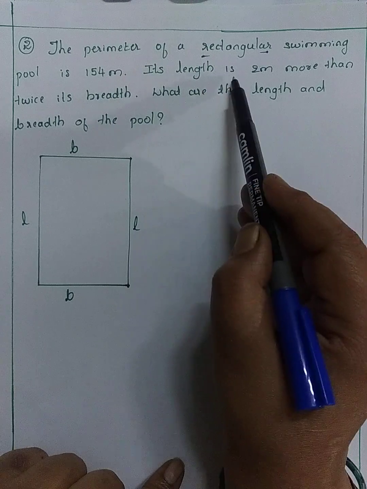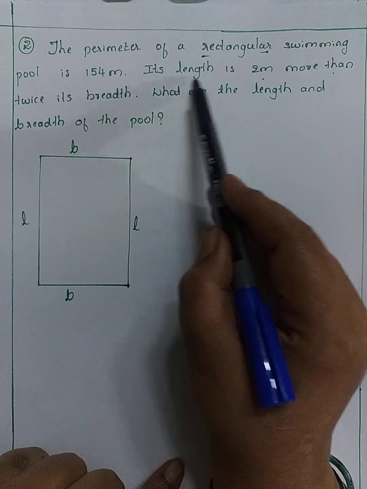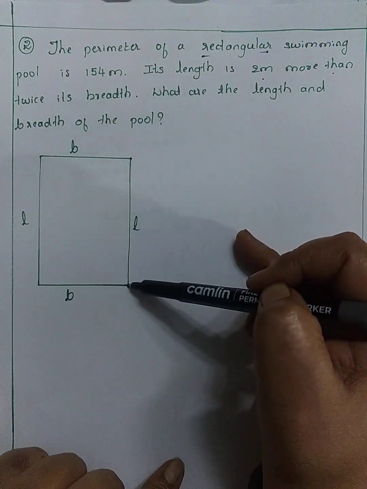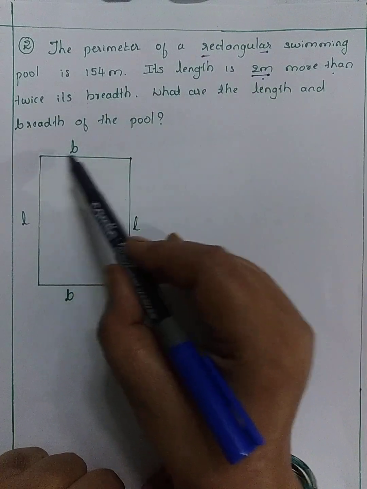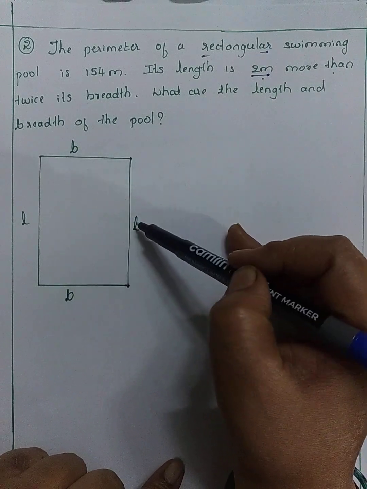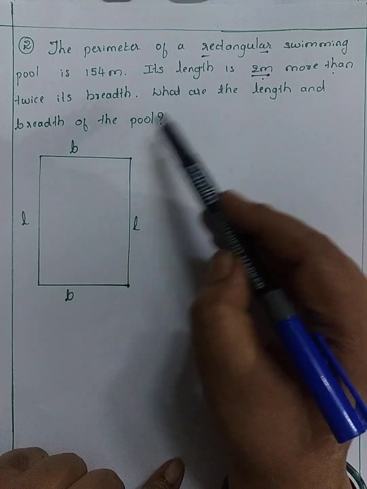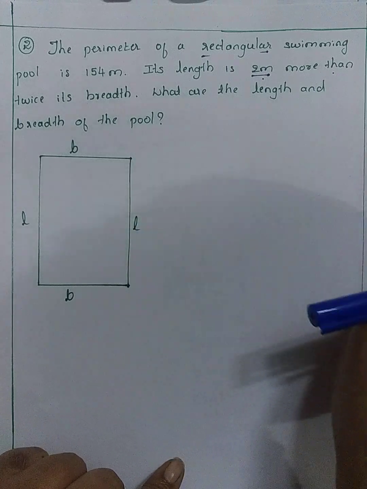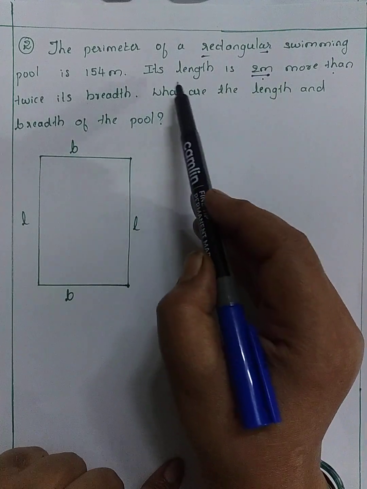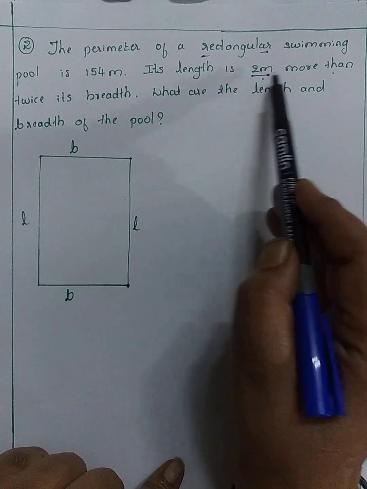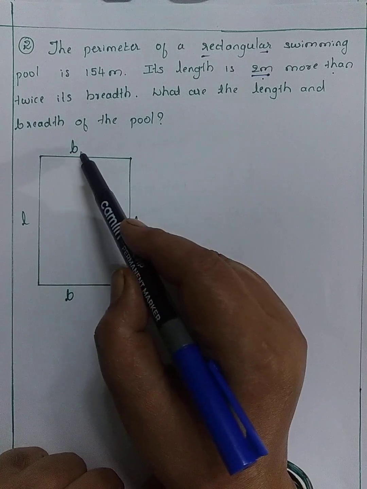The next part is its length is 2 meters more than twice its breadth. So how much more is the length? It is 2 meters more than twice the breadth. So we will write the equation. What are the length and breadth of the pool? Which is less here, breadth or length? According to the question, length is more because it is 2 meters more than twice its breadth, which means breadth is lesser. So you assume the breadth is x.